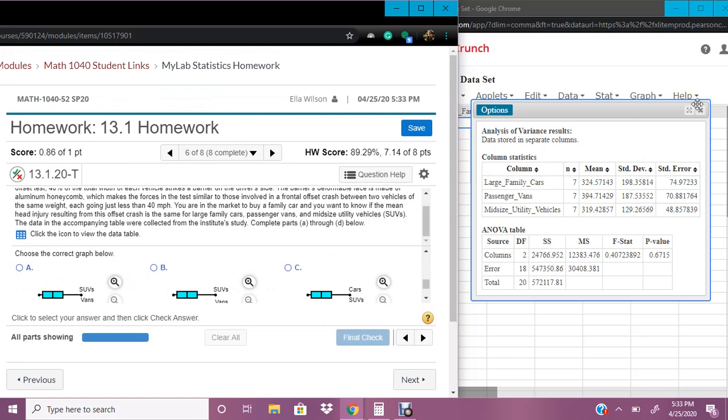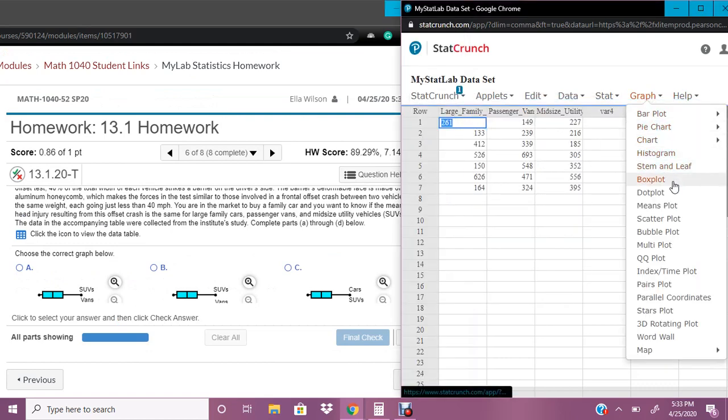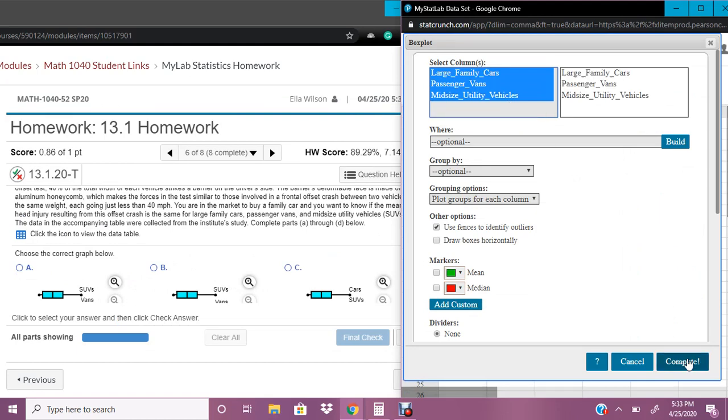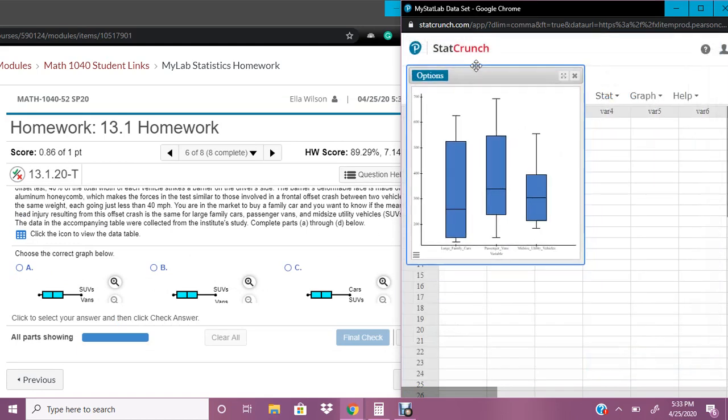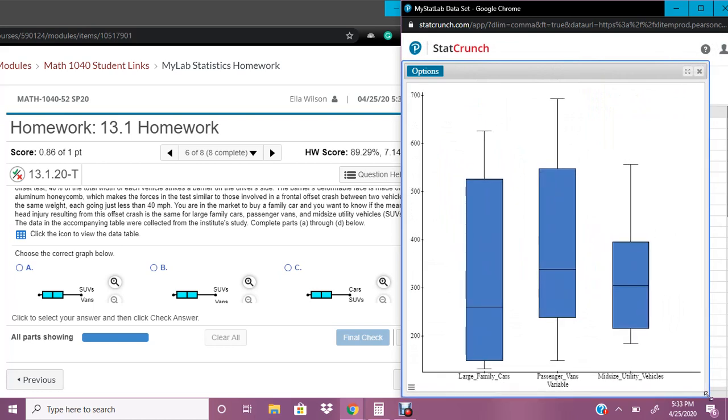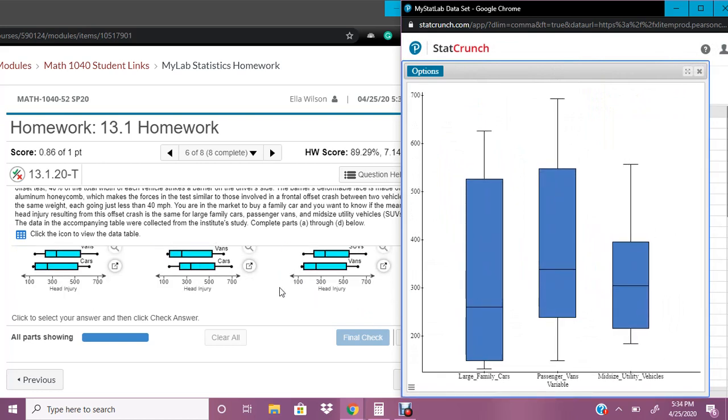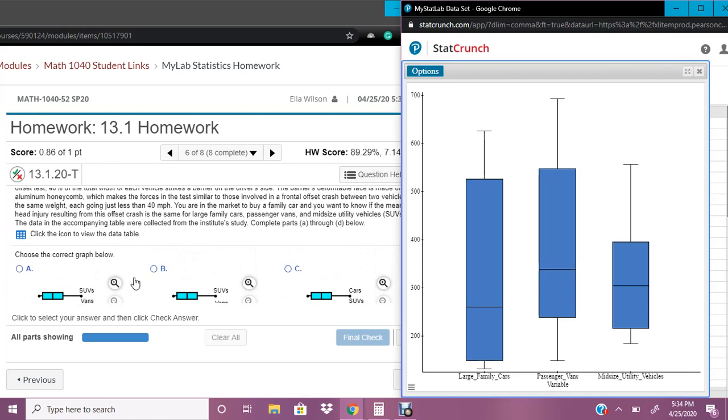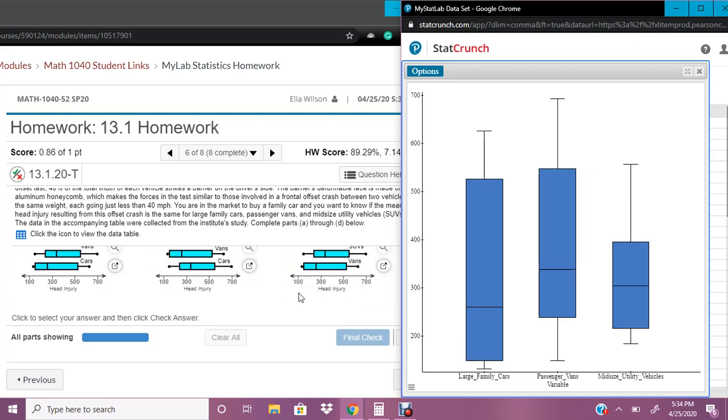Okay, now we're going to draw a box plot. So we're going to go to Graph, Box Plot, highlight the 3, and click Compute. Okay, this is hard because they mixed up the names, so sometimes it's hard to tell where should be where. So be careful of that. And you have to tilt it because it goes up higher here, but it's higher there, so you have to tilt it. Anyways, just be careful when looking at this because I don't like how it's set up.